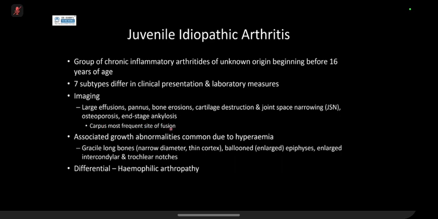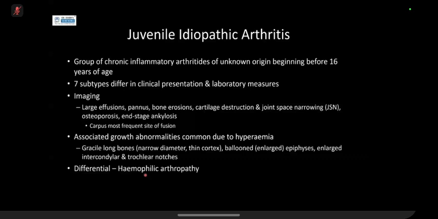Carpus, your carpal bones, are the most common site of fusion, and the earliest sign is carpal crowding. You don't really get erosions in the fingers, I'm not sure why, but it often affects large joints: your wrists, your knees, your hips, your ankles. Okay. And of course, with hyperemia, you can get very long gracile bones, ballooning or enlargement of the epiphysis, and enlarged intercondylar notches. And if you think of enlarged intercondylar notches, the thing you think of is hemophilic arthropathy.